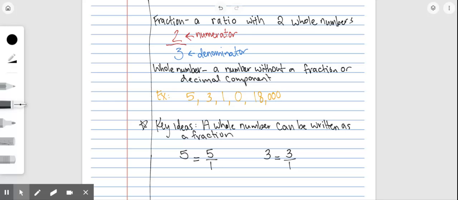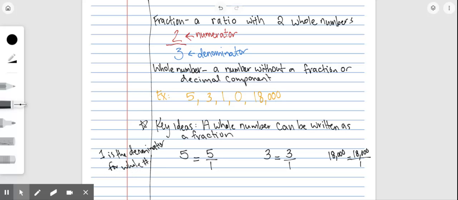The number 18,000 can be written as the fraction 18,000 over 1. So in order to write a whole number as a fraction, all you do is you put 1 in the denominator. 1 is the denominator for whole numbers.